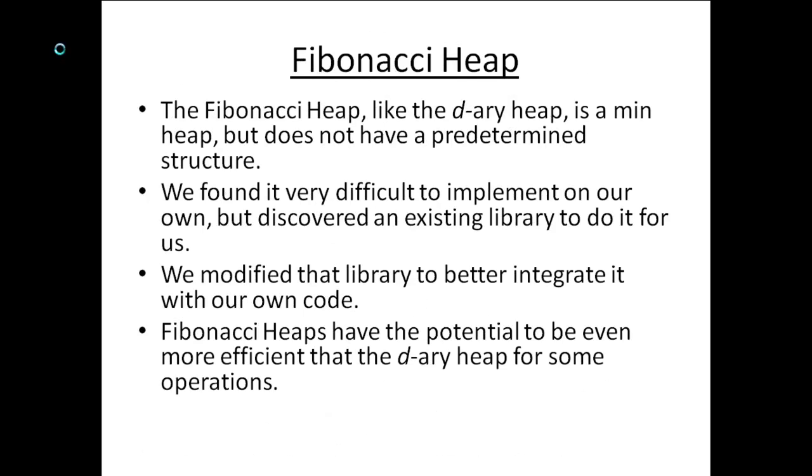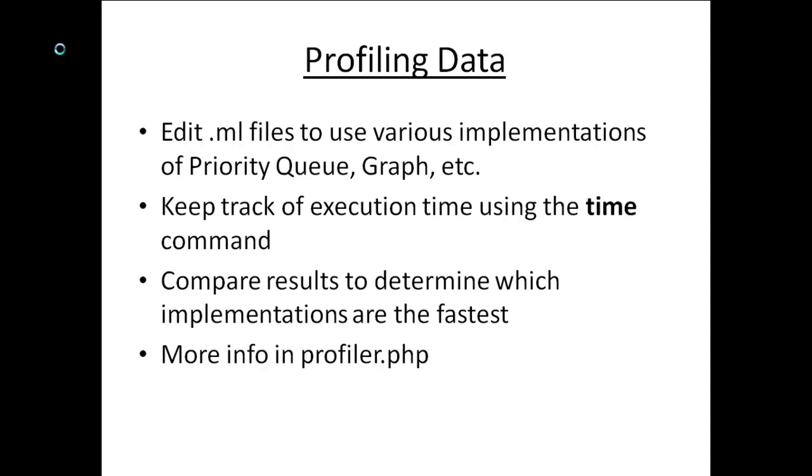The Fibonacci heap was too difficult for us to implement on our own in a limited time frame. However, we were able to integrate a pre-existing library into our code. We were then able to use it for comparison with our other queue implementations. When testing our combination of priority queues, graphs, and sets, we kept track of how long each took to execute. We ran each variant over 100 times and compiled that data and used it to evaluate which implementations are the most efficient.